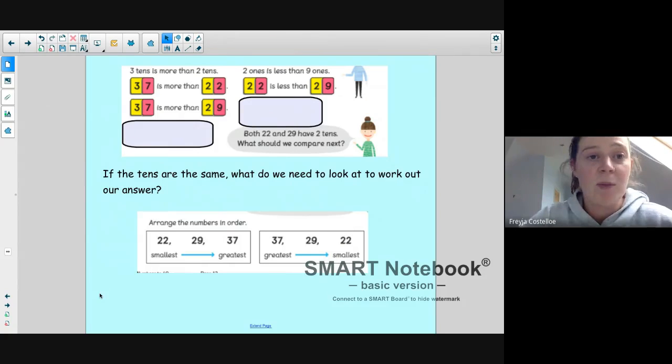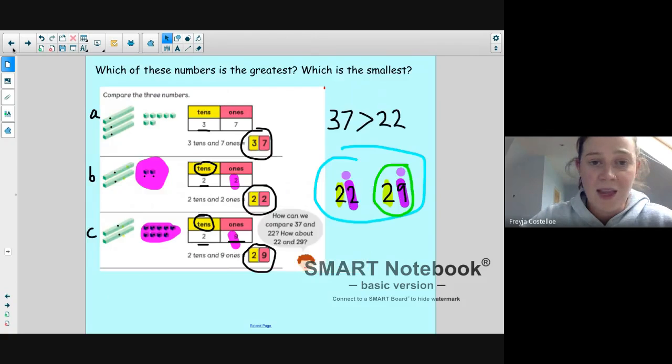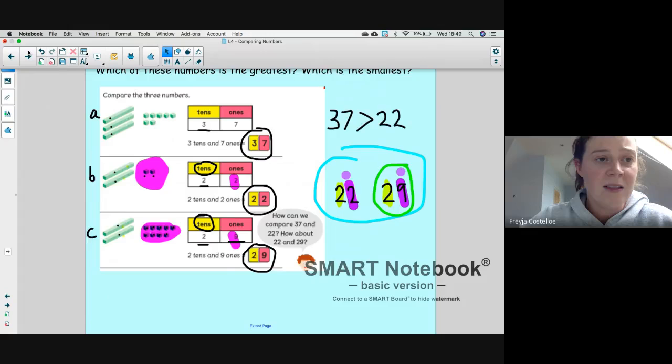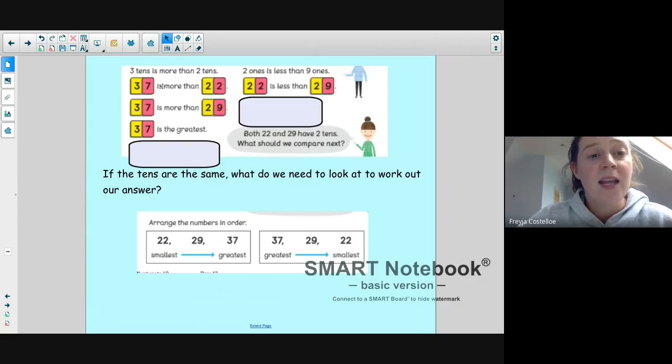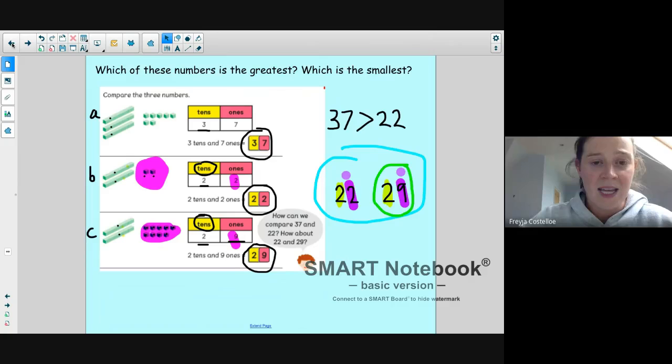So this is exactly what we've just worked out. 3 tens is more than 2 tens. We've just done that here, haven't we? 3 tens is more than 2 tens. So 37 is more than 22. 37 is more than 29. So 37 is the greatest number. Out of all of the numbers we had here, 37, 22 and 29, 37 has the most tens. Look in the tens column. So it is the greatest number.